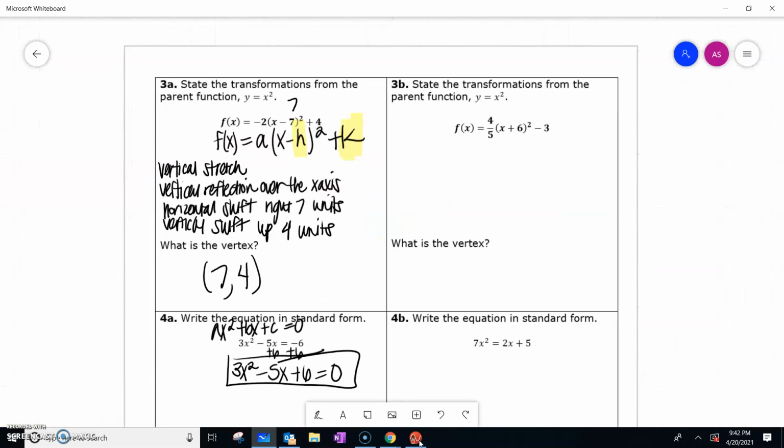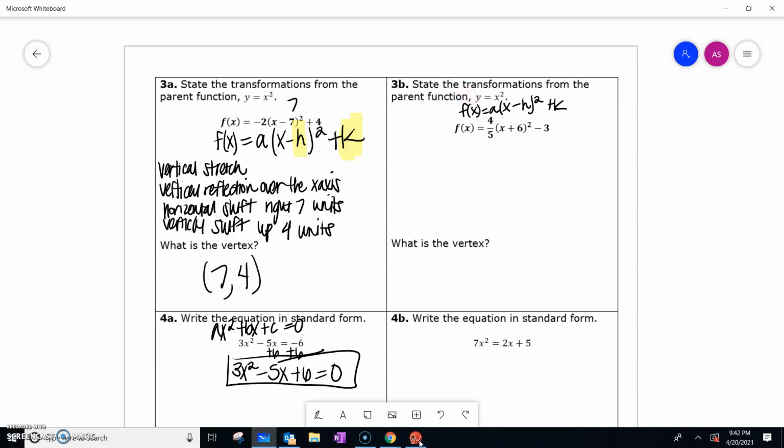All right, 3b, we're going to state our transformation from the parent function y equals x squared. If you watched part 1, remember you have 2 options. You can use your vertex form and see which letter does what, or you can type in both functions on a calculator and just observe whatever changes happened. Okay, so here, I'm going to write my vertex form again right on top of it so I know what number goes with what letter.